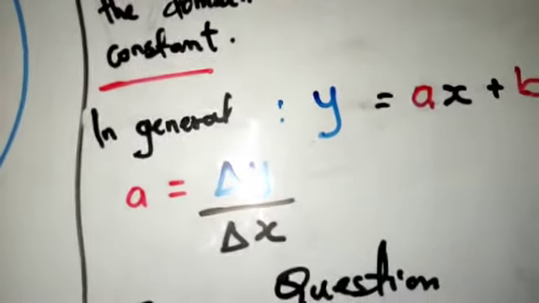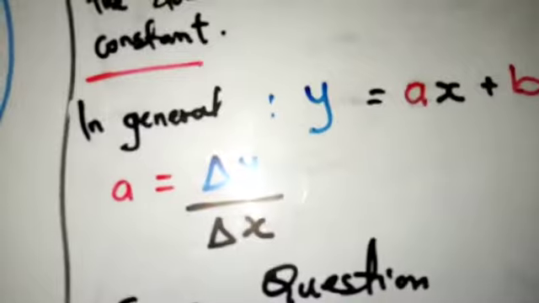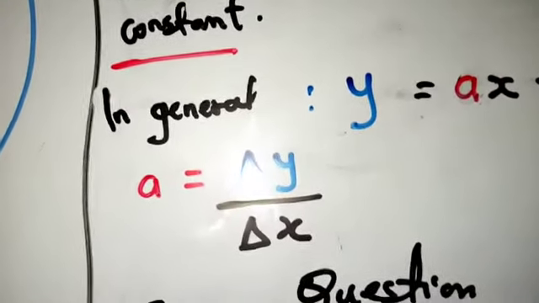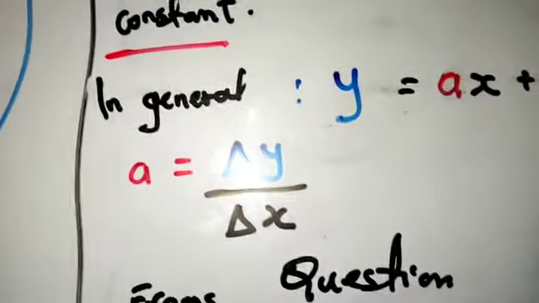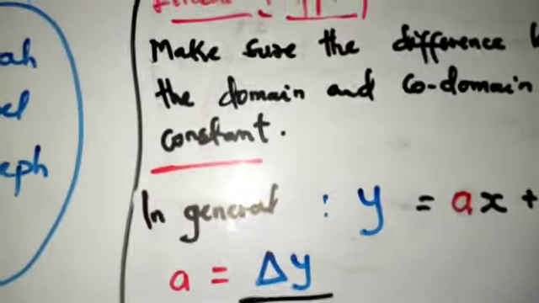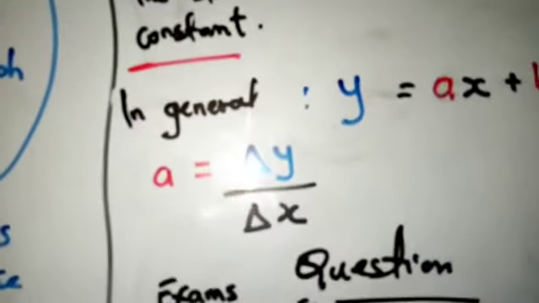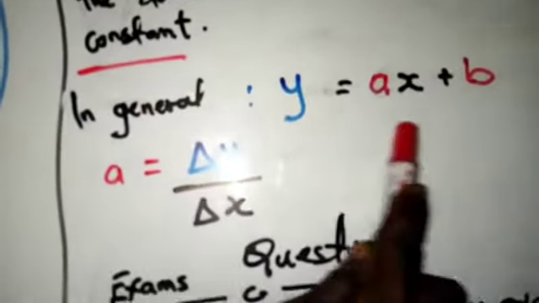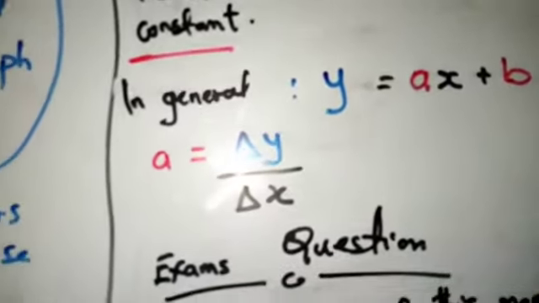Whenever you have a problem, you have to check whether the difference between the domain and the codomain is constant. And if it is constant, then you can be bold and say that the mapping is a linear mapping. And if it is linear, this is how it will look. Just write this down, then let's check that.